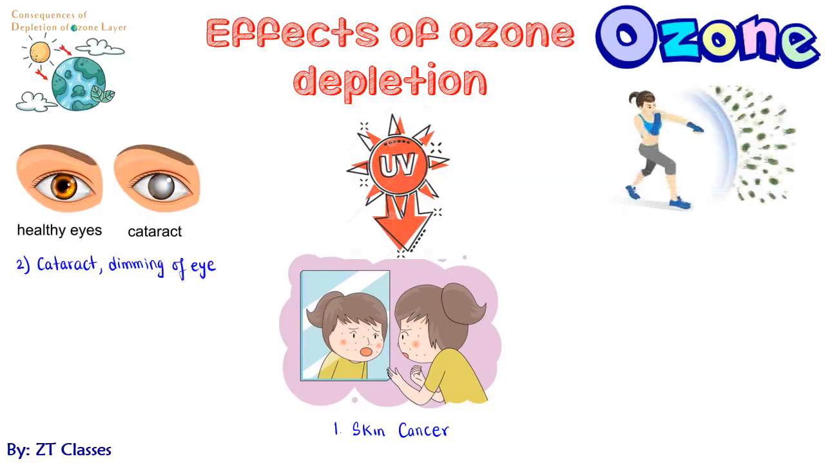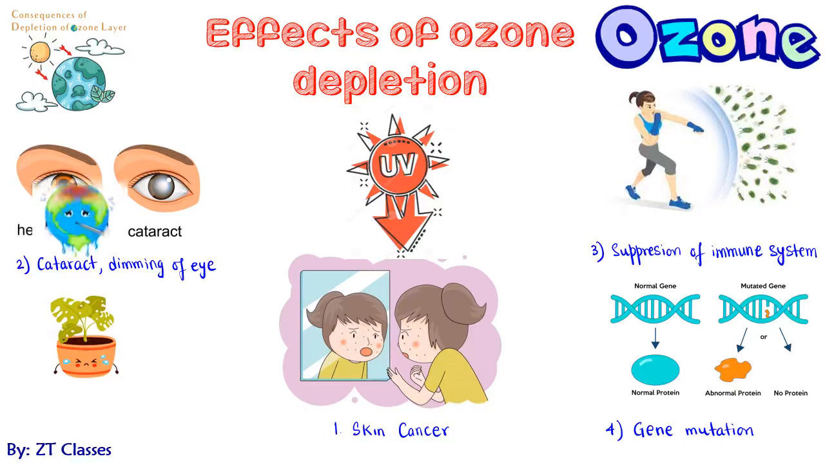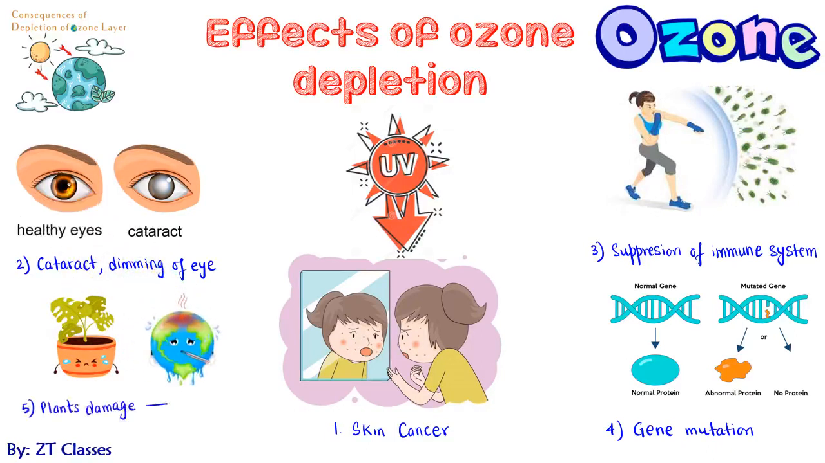Third, it will affect the immune system. It will weaken the immune systems. Fourth, it will cause mutation. It will change the DNA of organisms. Fifth, and the most important one, is damage to plantation. Excessive UV rays will cause damage to plantation. This will lead to less absorption of CO2, more global warming, and in addition, it will affect the food chain.